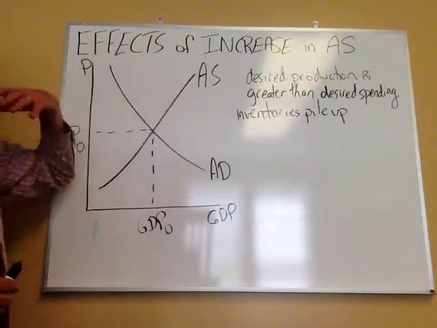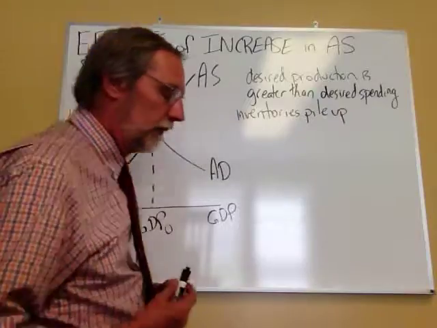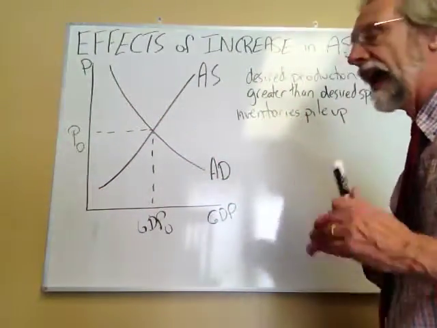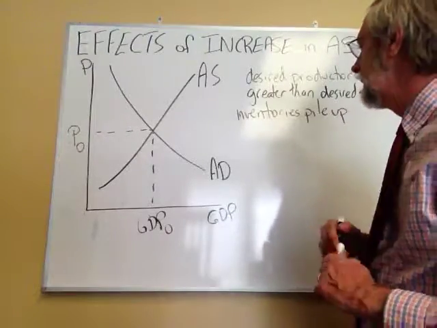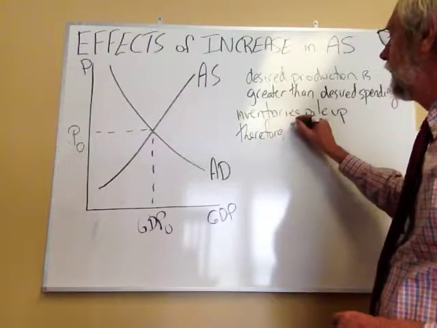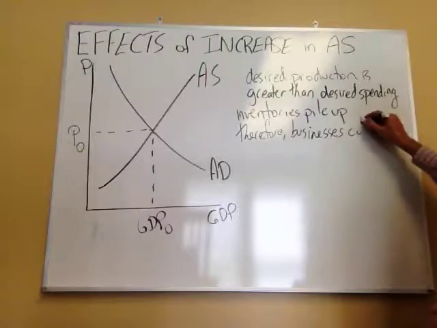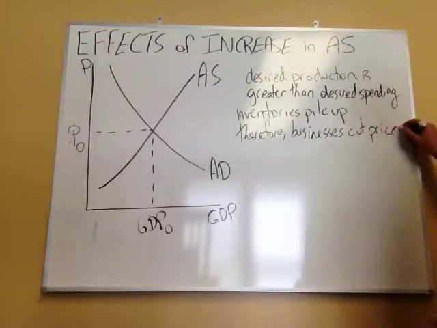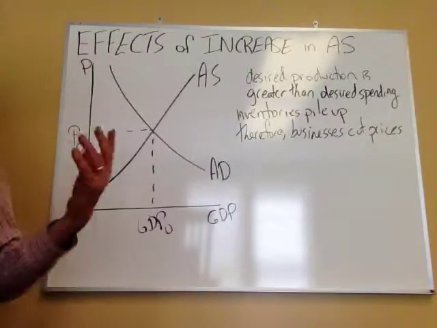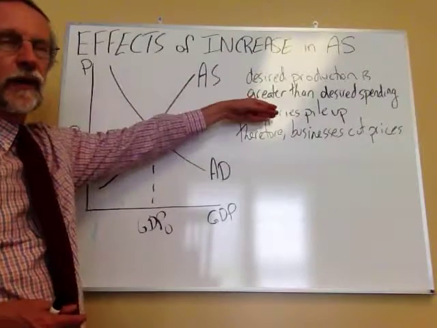All right, now, with inventories piling up, what do businesses do as a result? Well, as inventories pile up, businesses are going to take an action, and the action they're going to take has to do with prices. What happens because inventories are piling up is that businesses cut prices. And so that is our sequence of events. The technology changes, makes it easier to produce. Because it's easier to produce, desired production is greater than desired spending.